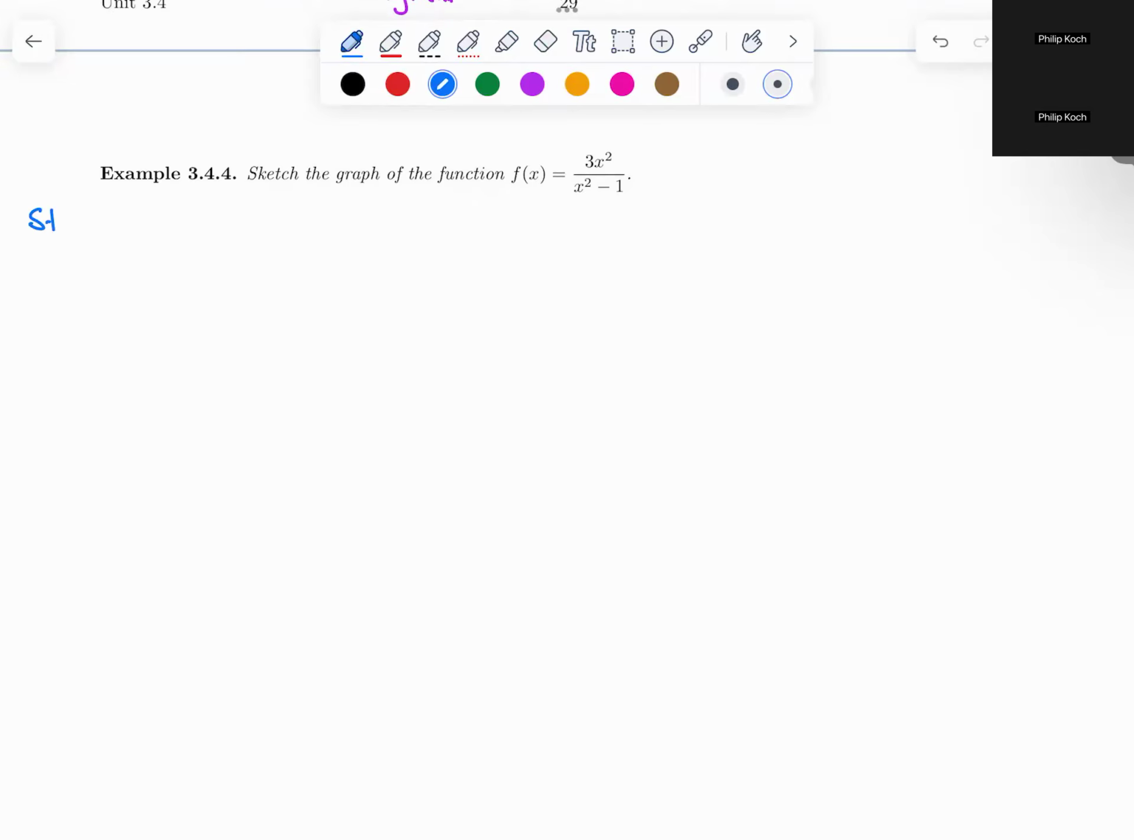step 0, the preliminaries. So the domain is negative infinity to negative 1, union negative 1 to 1, union 1 to positive infinity, because we can't have the denominator equaling 0. That's one of the big no-nos.